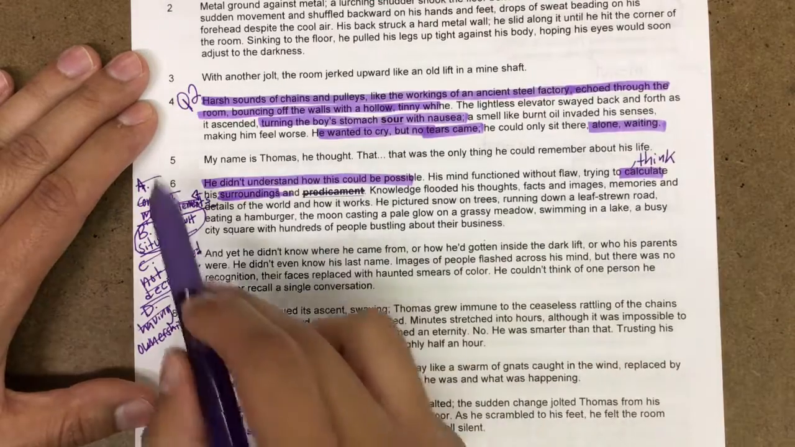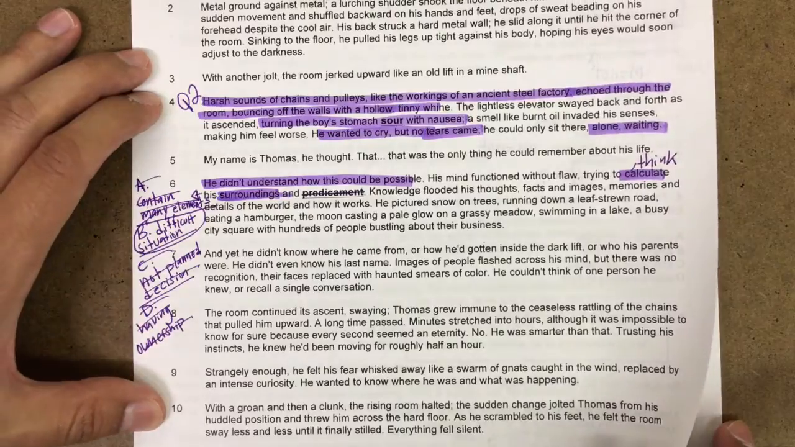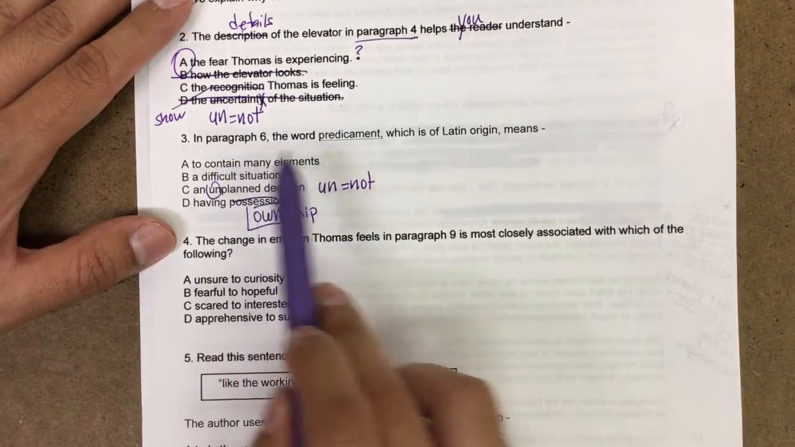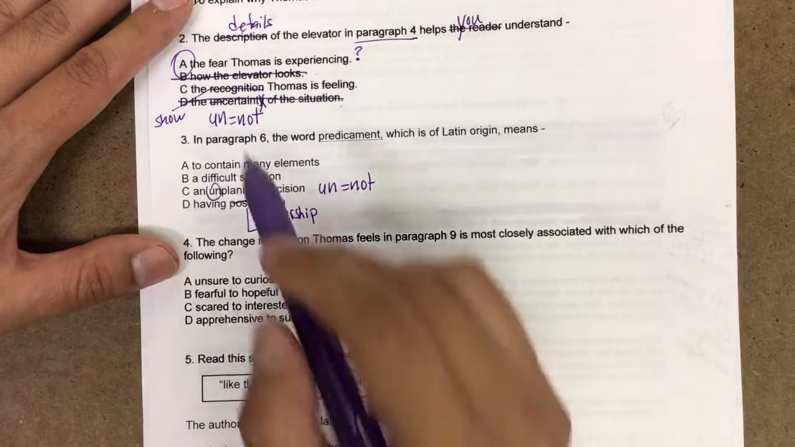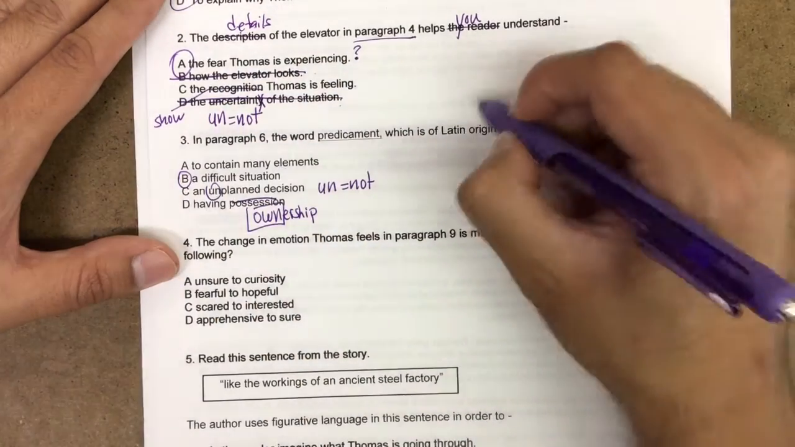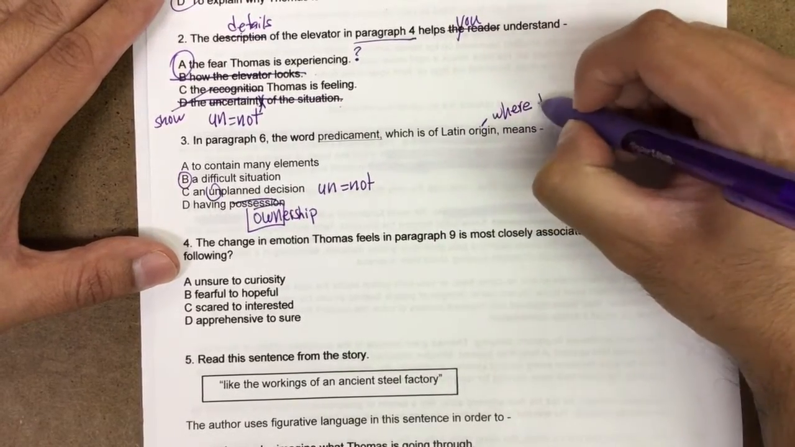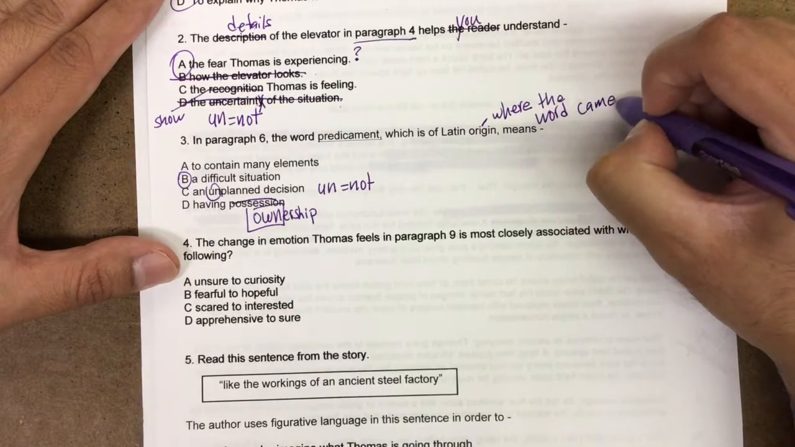So make sure to have all this written down, what I do, you do. And you can pause at any time to catch up. So we go back, and we know that in paragraph 6, the word predicament, which is of Latin origin, means B, a difficult situation. And origin, I want you to write, that just means where the word came from.